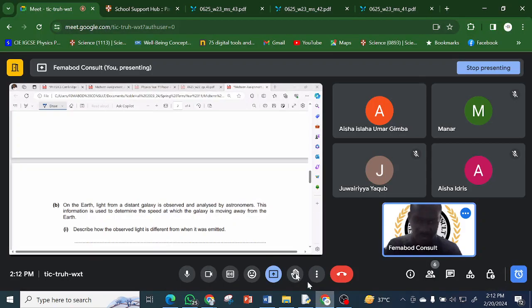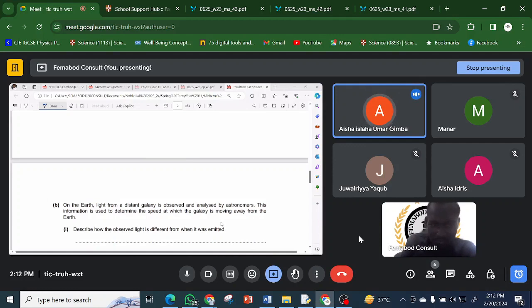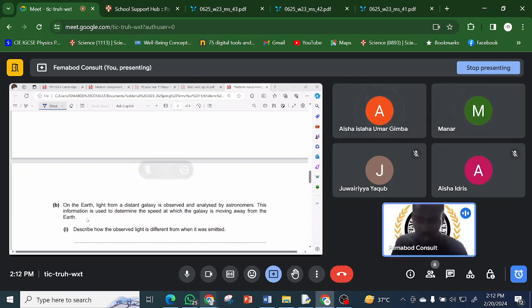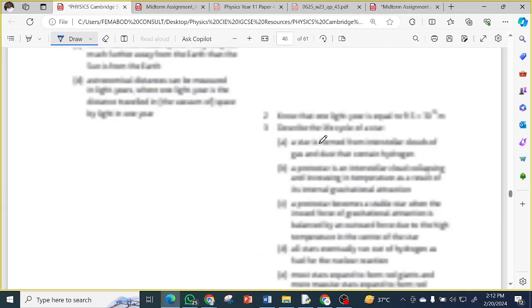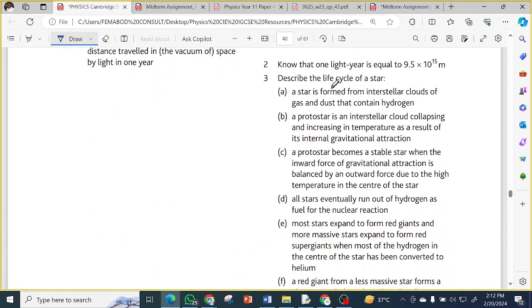So generally, do you have any question before we continue? Any general question for the class? Sir, please, can you repeat the life cycle of a star? Okay, no problem. So this is it again. Describe the life cycle of a star.